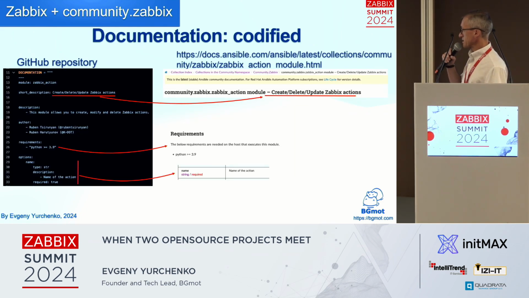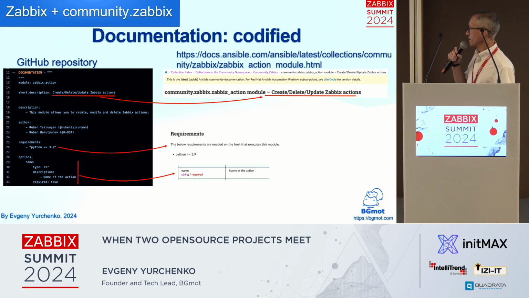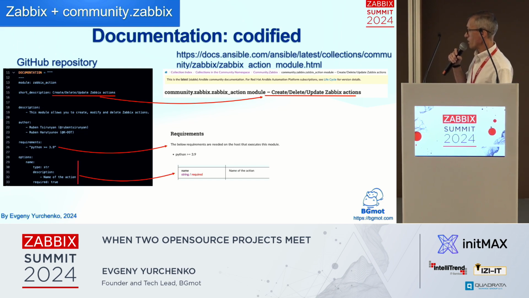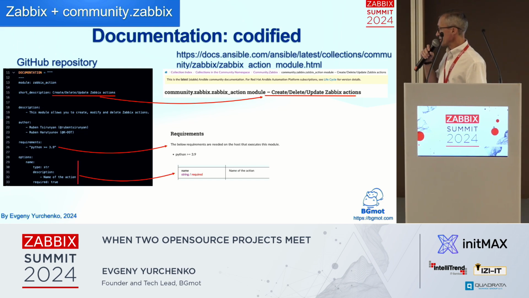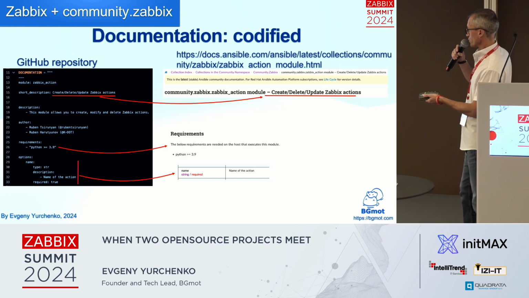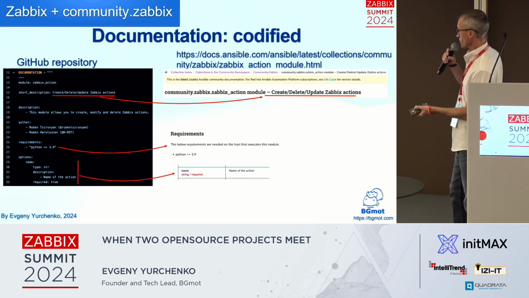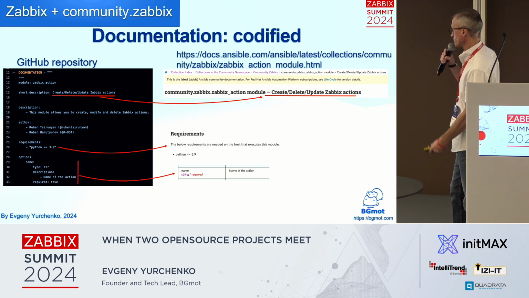Documentation is actually inside the code. You don't write any HTML pages, nothing. Everything is generated by Ansible later from our code. And if you can see here, I put in the code the requirements. It goes in the requirements section. I have parameters described in the code, like name, it's a string, it's required, description, name of action. It goes onto the HTML page automatically.